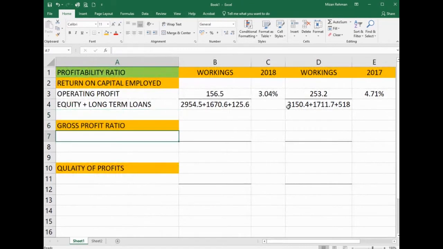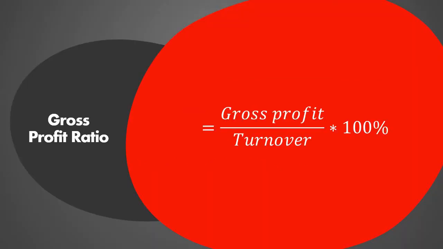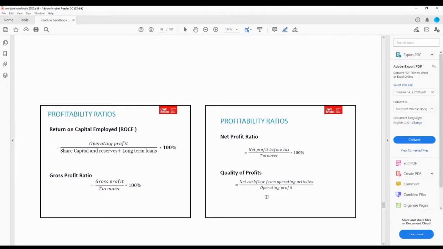That was ROCE, guys. Next is our GP ratio. Gross profit ratio is gross profit divided by turnover. Both of these figures should be available in the income statement. This ratio is a lot simpler than ROCE because ROCE has 3 figures, and those figures are available in 2 different financial statements and not one, while GP ratio is simply available in one income statement. So remember the formula: gross profit divided by turnover times 100%, and this would help us to calculate this ratio.